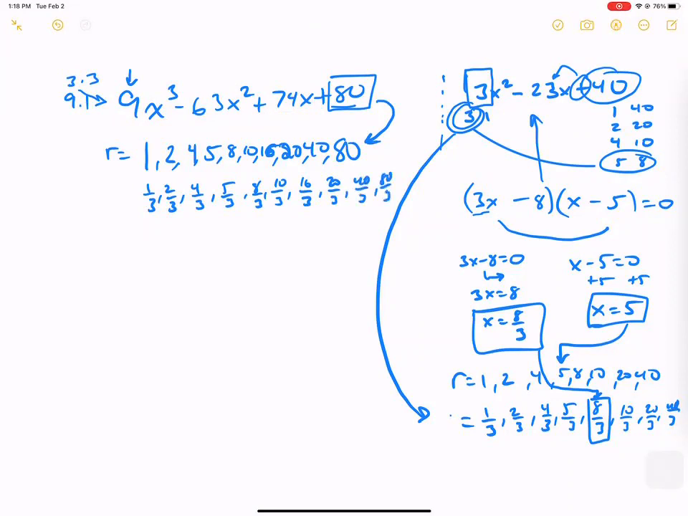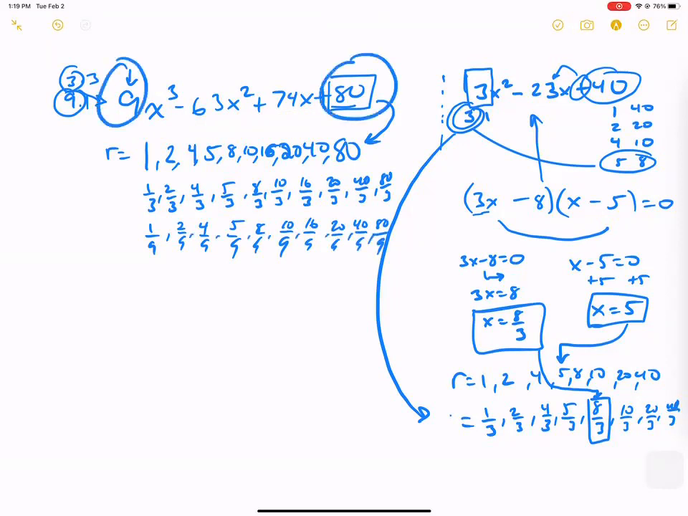Not only are these possibilities, it could have been 1 over 9. See, I picked the 3 and then I picked the 9. 1 over 9, 2 over 9, 4 over 9, 5 over 9, 8 over 9, 10 over 9, 16 over 9, 20 over 9, 40 over 9, and 80 over 9. Why do you have to write so many possibilities? It's because as we throw numbers into the mix, our factors become more numerous. There's more possibilities. So if we have roots, these are my possibilities. So where do we go from here? We start synthetic division.